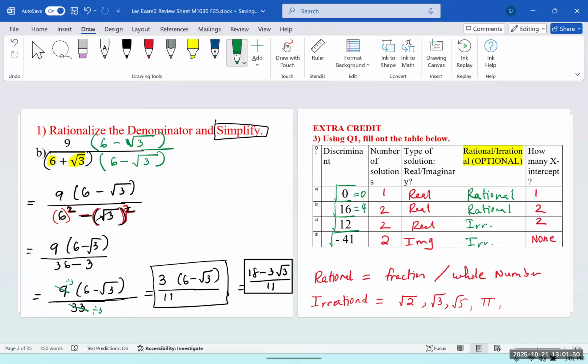So that's all we have to do. In the final exam, sometimes they ask for rational or irrational, which I forgot to teach you in class. But now you know. Any question?